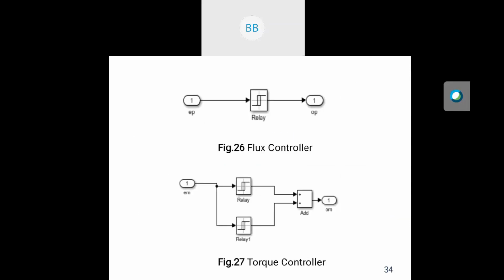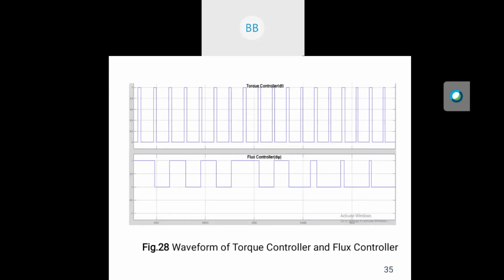This figure 26 shows the simulated diagram of the flux controller and figure 27 shows the simulated diagram of the torque controller. The flux controller is a two-level hysteresis controller, so we have used one relay for the simulation of the flux controller, and the torque controller is a three-level hysteresis controller, and we have used two relays for the simulation of the torque controller. And the waveforms of the flux controller and torque controller are shown in figure 28.